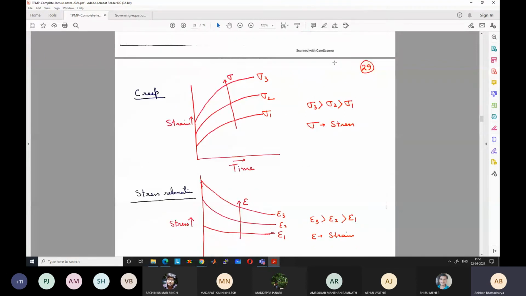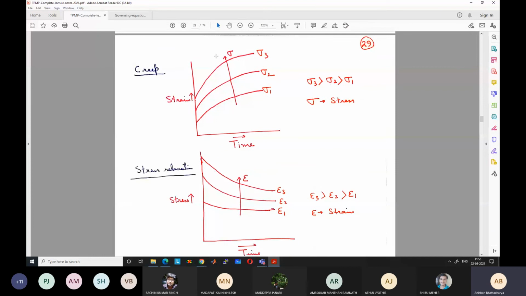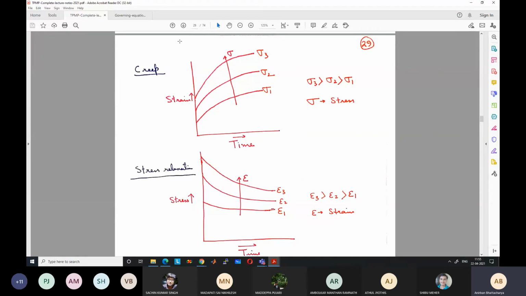Let us show this creep and stress relaxation in a graphical form, and then we will stop today and continue in tomorrow's class. So this creep can be shown like this. Say you apply a constant stress sigma 1 on a material. Instantly there will be a deformation like a solid object, as if it were an elastic material, and we will go from this point to this one.